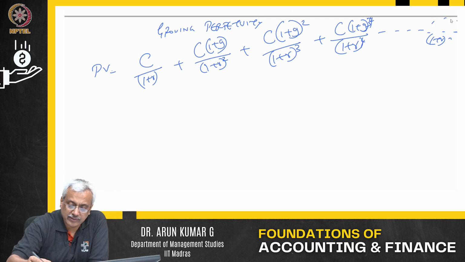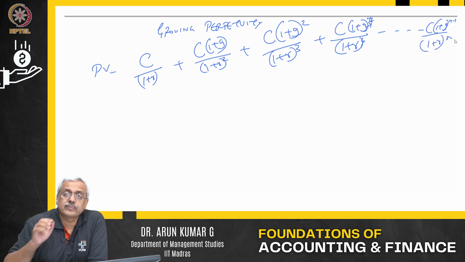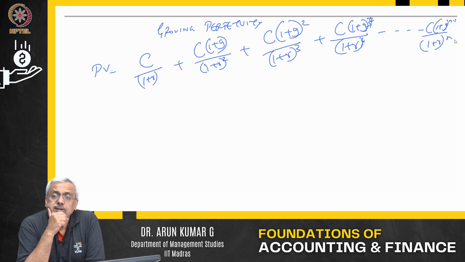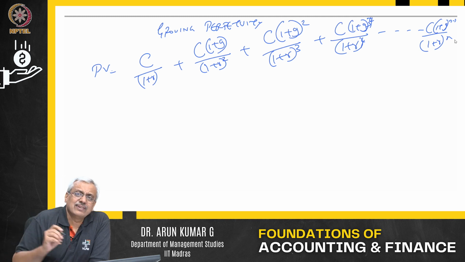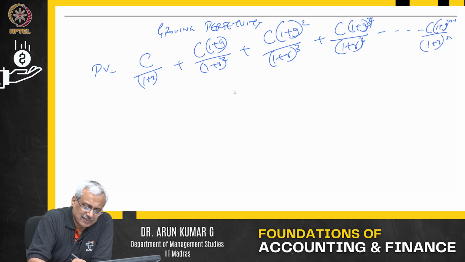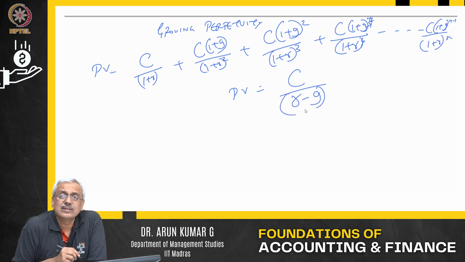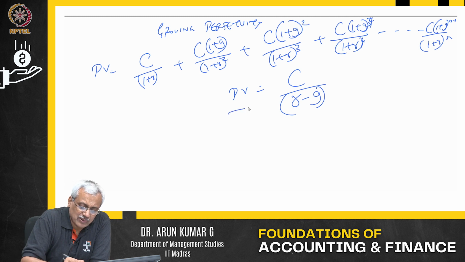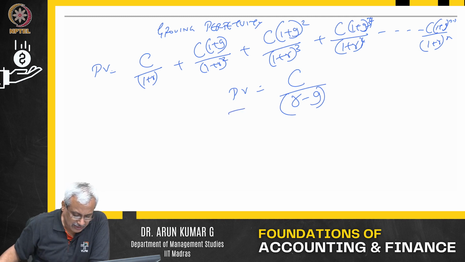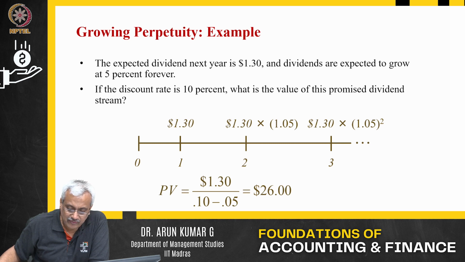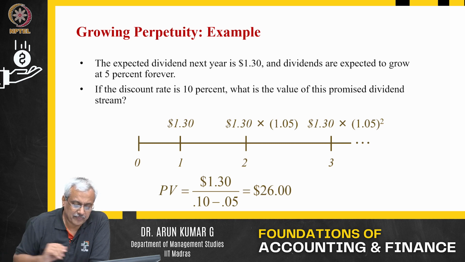I will just rewrite this. It is equal to cash flow into 1 plus g to the power of n minus 1 divided by 1 plus r to the power of n. So, what happens? I will write this as present value equals cash flow divided by r minus g. That is all. This will give me the present value of the growing perpetuity in this particular case, as we can see from this example.